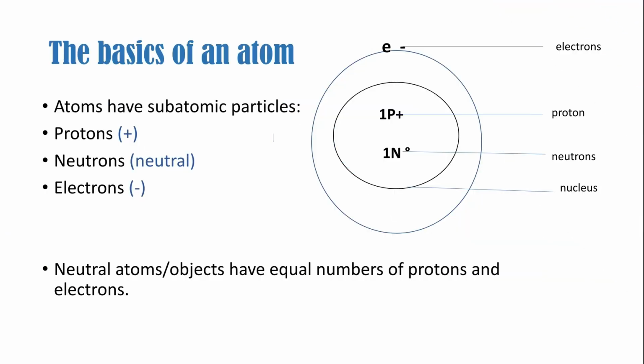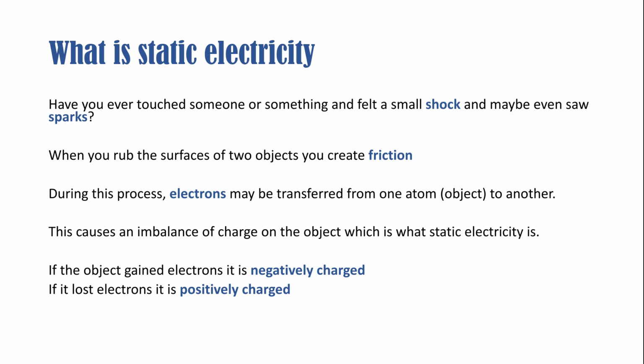In order to understand static electricity, we need to cover the basics of an atom. Atoms have subatomic particles. Protons are positively charged, neutrons are neutral, and electrons are negatively charged. The neutral neutrons and the positive protons are found in the nucleus, and the negative electrons are found in the orbitals. If the atom or object is neutral, like the one in this diagram, it means it has equal numbers of protons and electrons.